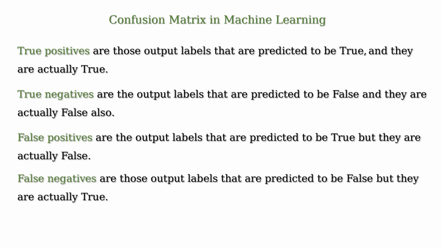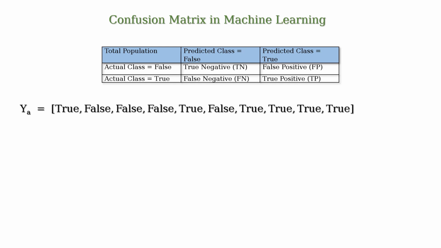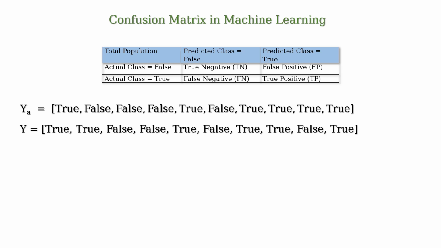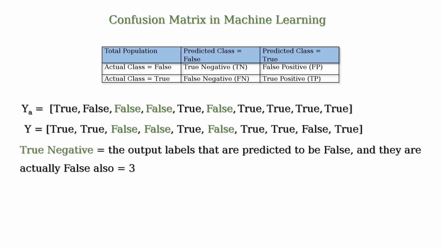Now, let's try to understand what the confusion matrix is. In machine learning, the confusion matrix can be represented like the following. So, in our example, the actual output is like the following and the predicted output is like the following. So, the total number of true negative is equal to the output labels that are predicted to be false and they are actually false also, and that is equal to 3.